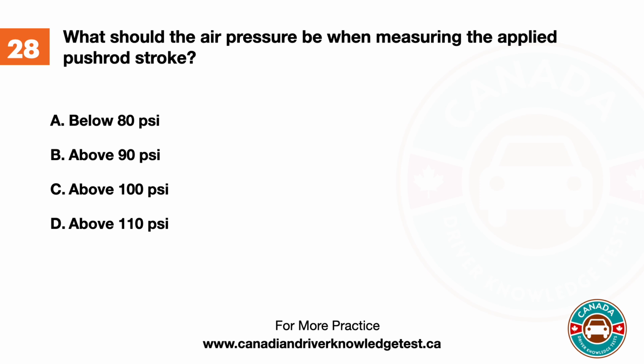Question 28. What should the air pressure be when measuring the applied pushrod stroke? A. Below 80 psi. B. Above 90 psi. C. Above 100 psi. D. Above 110 psi. The answer is B. Above 90.